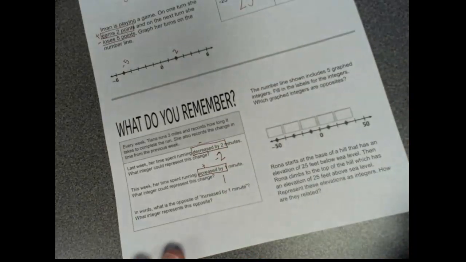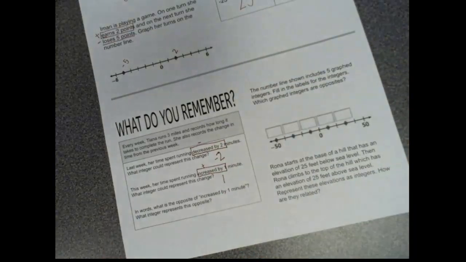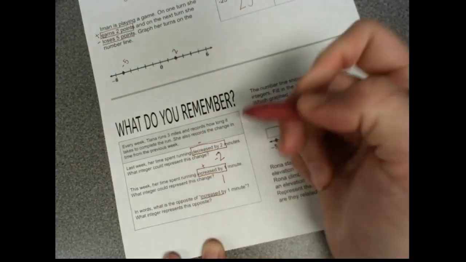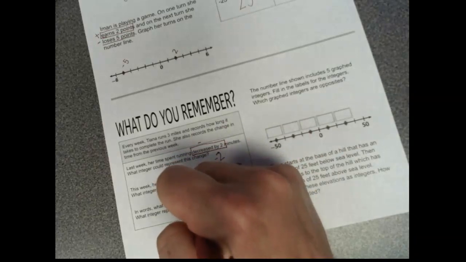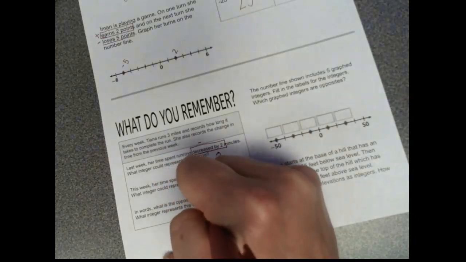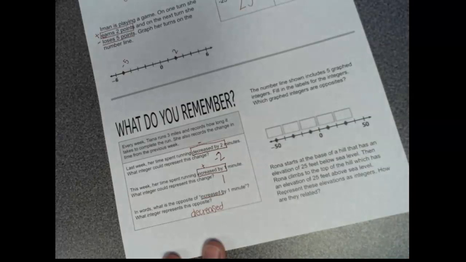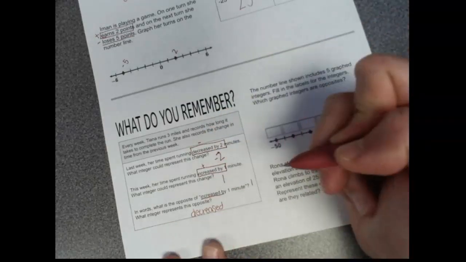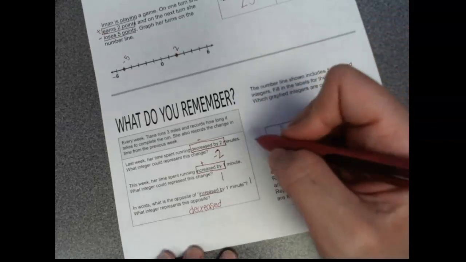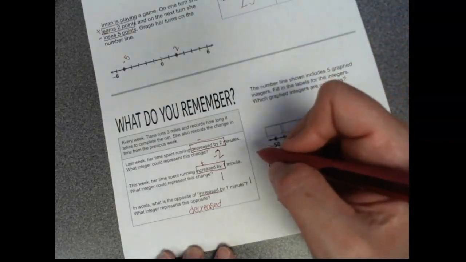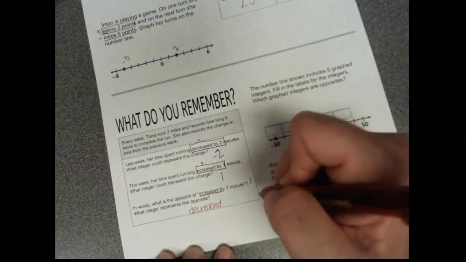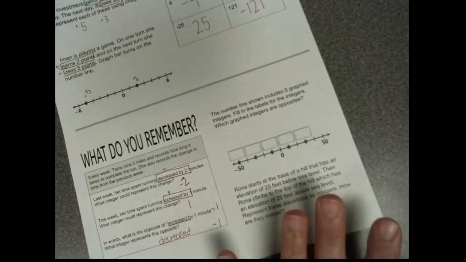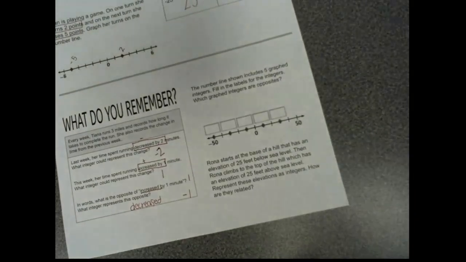+1. Down here, in words, what is the opposite of increased by? The opposite of increased is decreased. What integer represents the opposite? So if I increase by 1 minute, that would be 1. The opposite of 1 would be -1.